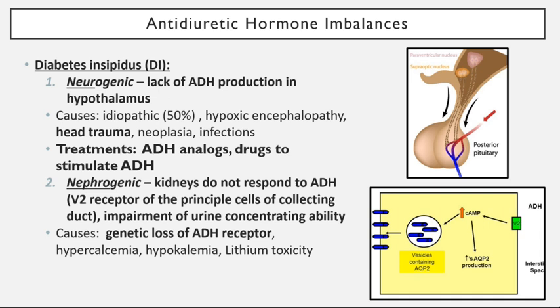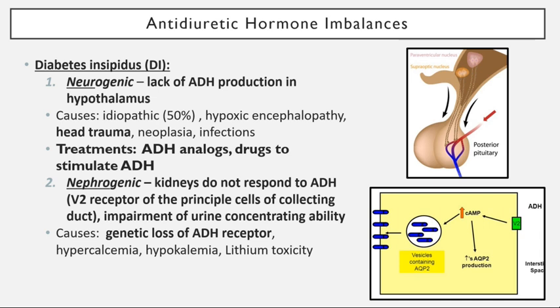The second one is nephrogenic diabetes insipidus, where the kidneys aren't responding to the ADH. This is like type 2 diabetes mellitus or whatever. So you have ADH being produced by the hypothalamus, being released into the bloodstream, but it's not acting on the kidneys as it should. And that is because you have a receptor for ADH, and it's called a V2 receptor. The V stands for vasopressin.